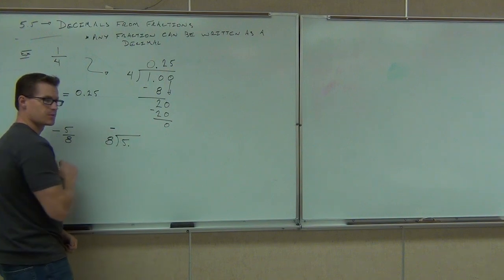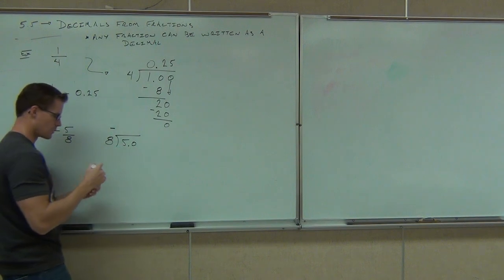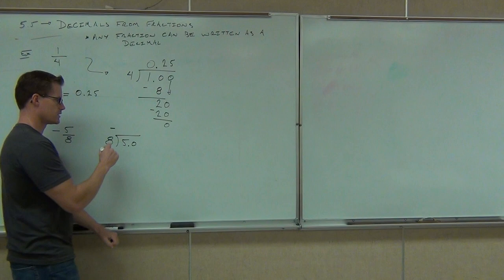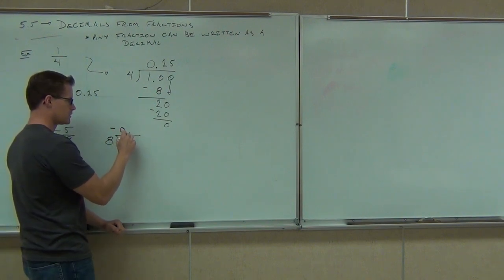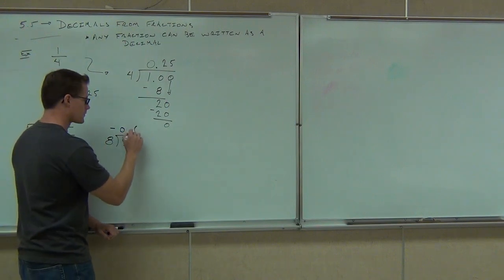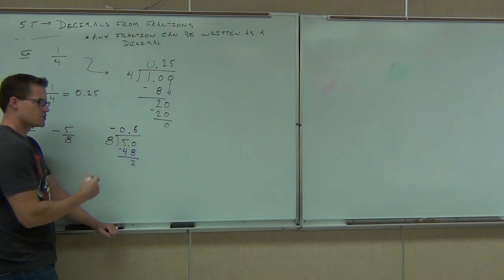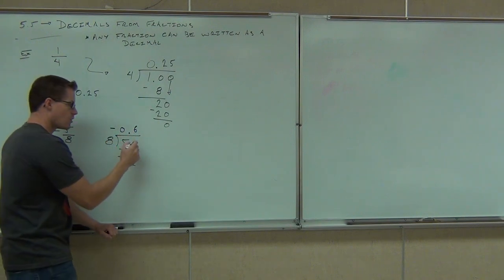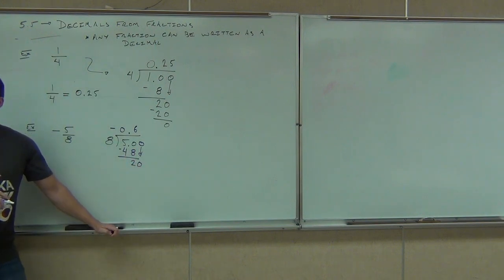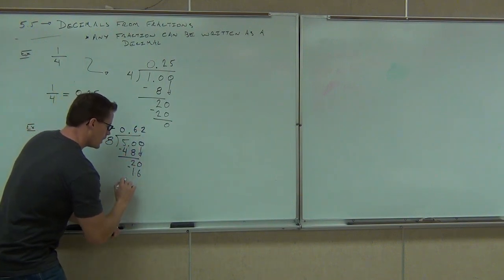I'm going to have a negative up there, sure, because this was negative, which means my decimal is going to be negative. Point, maybe I'll put a 0 there. How many times does 8 go into 5? 0. I am going to have my decimal. How many times does 8 go into 50? 6. If I subtract, I get 2. Of course, I'm going to add another 0 after that decimal and bring it down. 8 into 20? 2. Good. I subtract, I get 4.